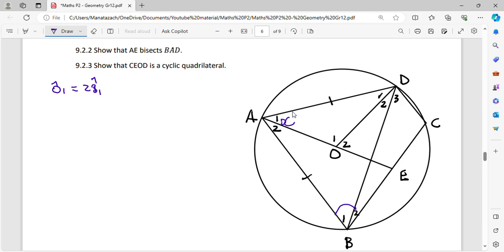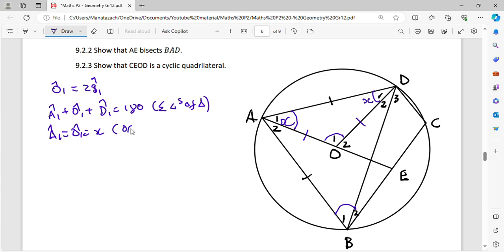And then from there on, we know that angle A1 plus angle O1 plus angle D1, their sum will be 180 degrees. So let's write angle A1 plus angle O1 plus angle D1 is 180 degrees. The reason is the sum of the angles of a triangle. Okay, so since OA and OD are radii, we can establish that D1 is also equal to X. So let's write it and represent it as A1 is equal to D1, which is also equal to X. The reason for that is OA is equal to OD since they are both radii.